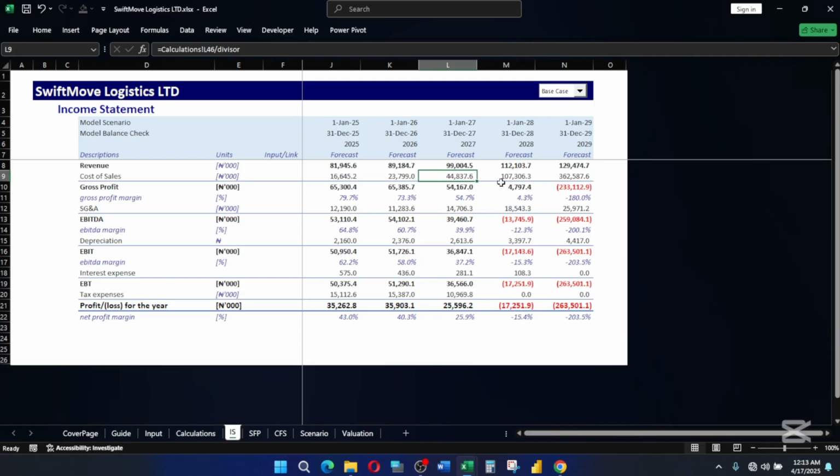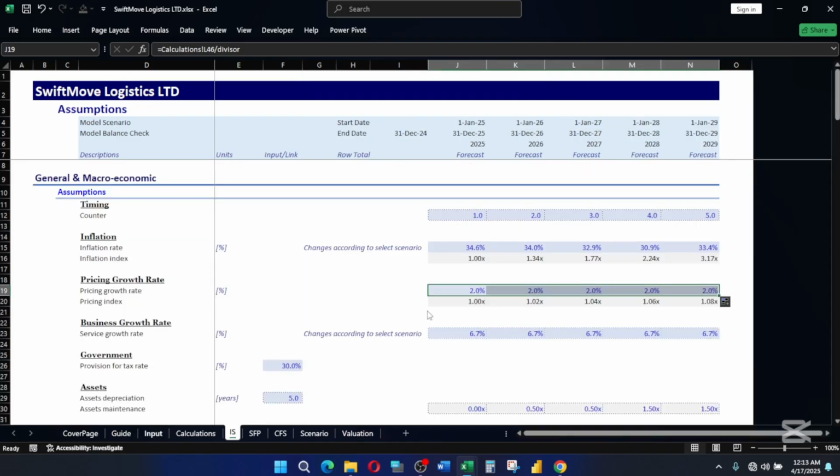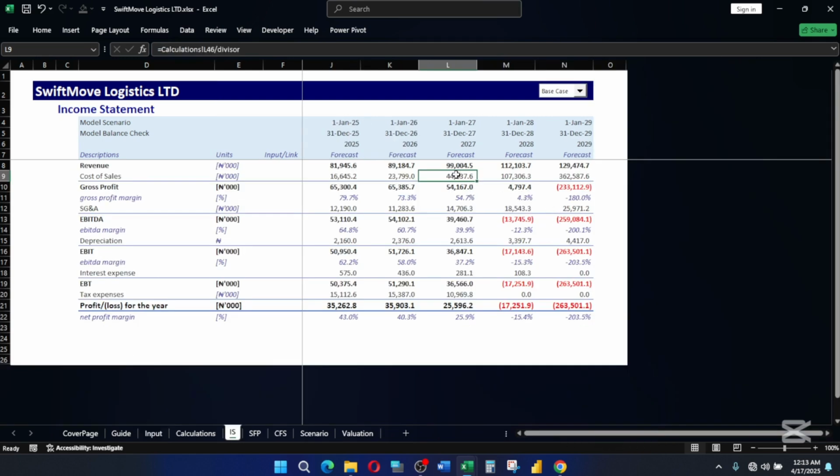Gross profit is showing that our costs actually increased, which means our inflation rate is going higher. And because of that, if we continue increasing our pricing rate by 2% annually, we are going to make a loss if we continue at that rate. So that is what you are seeing here. You can see that in the fourth and the fifth year we have lost, which is very, very bad.